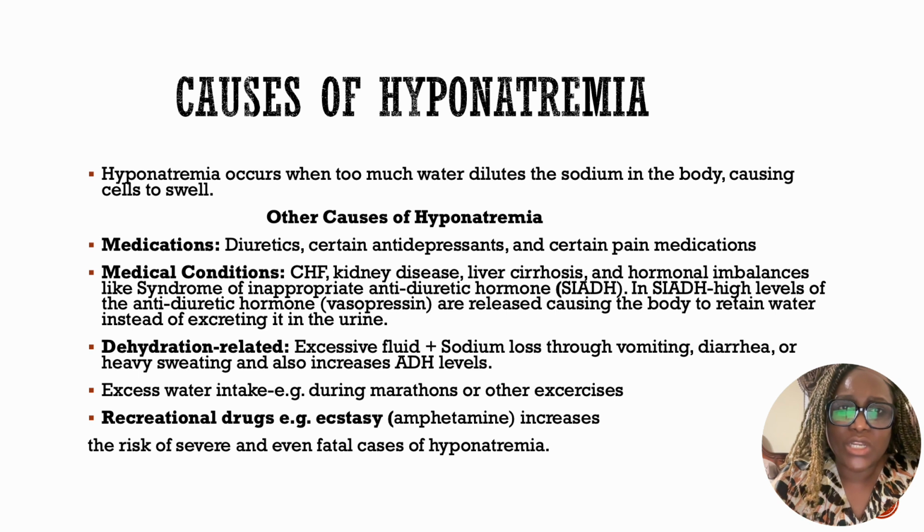This is a condition known as syndrome of inappropriate antidiuretic hormone. And then in cases of dehydration related to excess fluid, and then sodium loss through vomiting, diarrhea, or heavy sweating, and also increased, like we said, antidiuretic hormone levels.